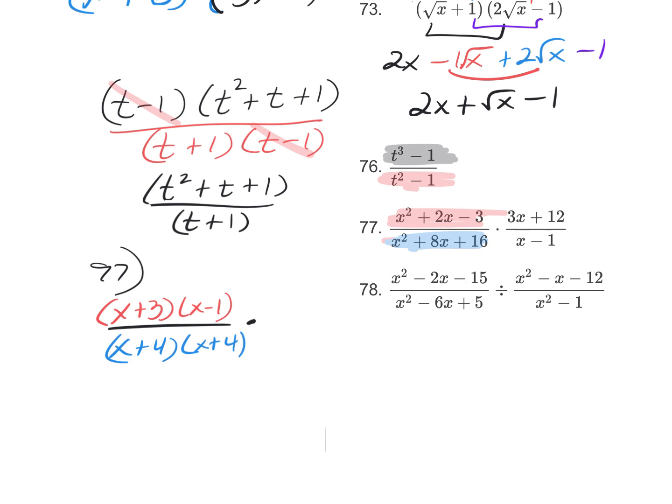And then the numerator, I can pull out a GCF here of 3. So what remains here will be 3 and then x plus 4. The denominator cannot be factored, so I'm leaving it alone.